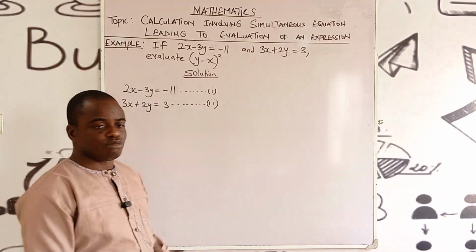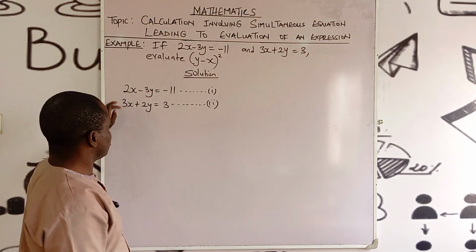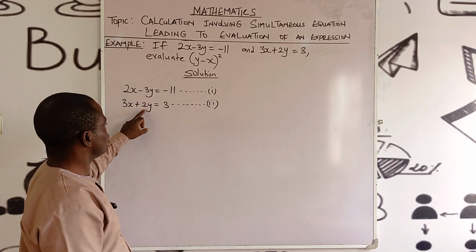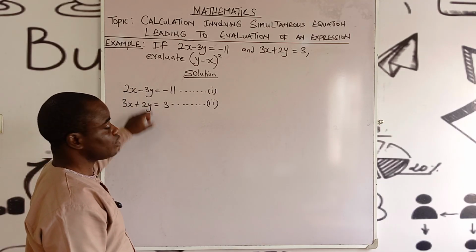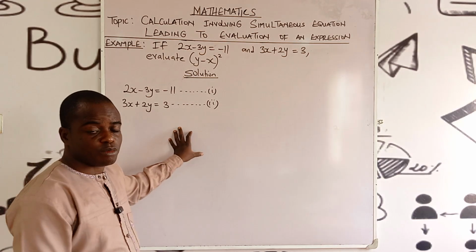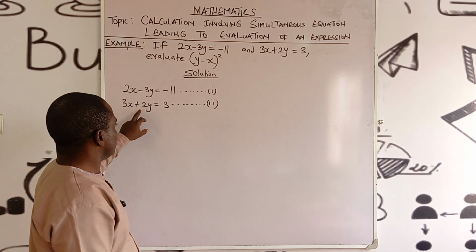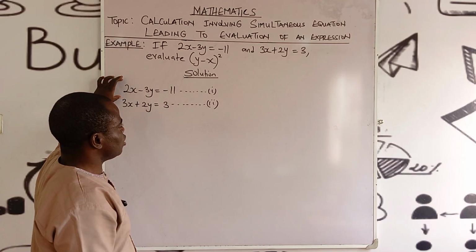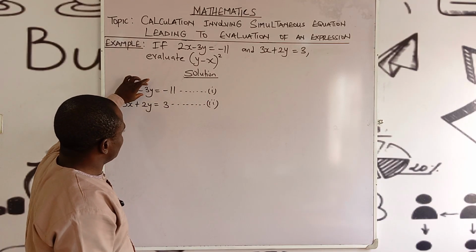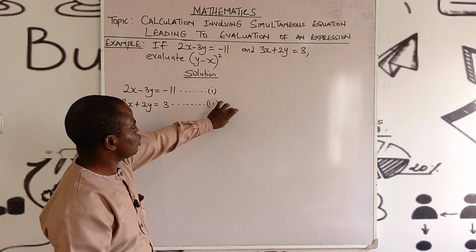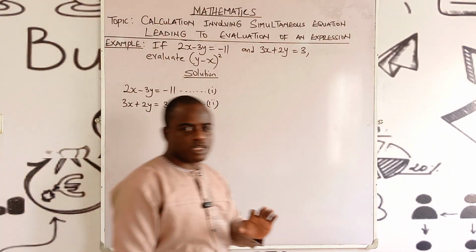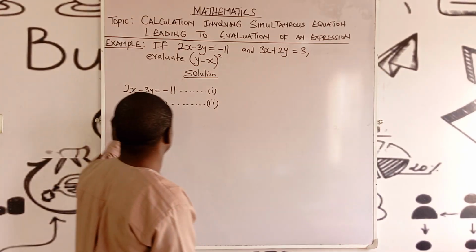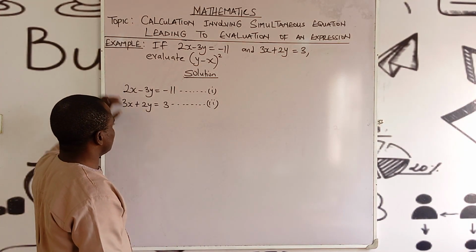Another student can also come and use, instead of using 3 and 2, you can use 2 and minus 3 to do the multiplication. But when you are doing it, use 2 to multiply the whole of the expression in equation 1. Use minus 3 to multiply the whole of the expression in equation 2. But in my own case, I'm going to use the coefficient of x in equation 1 and 2.